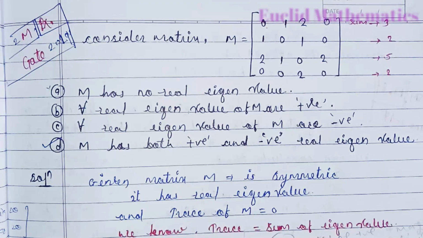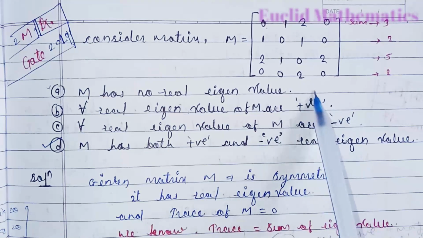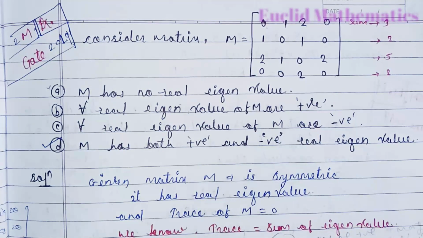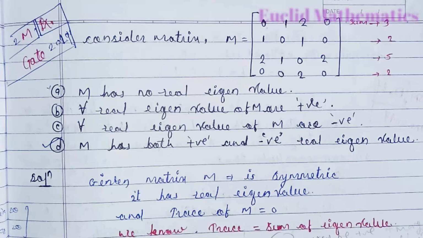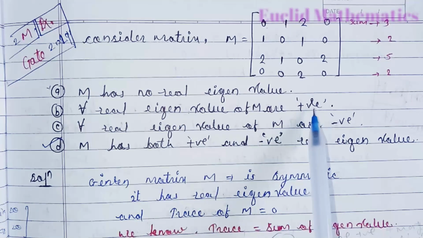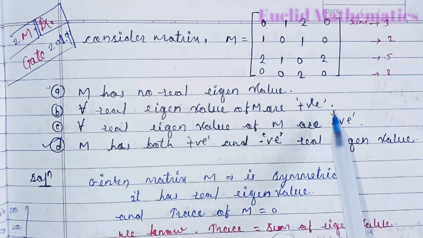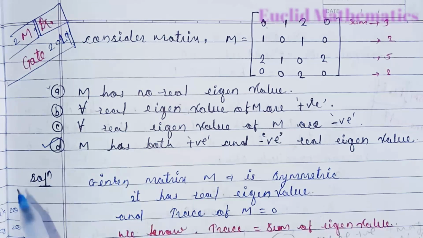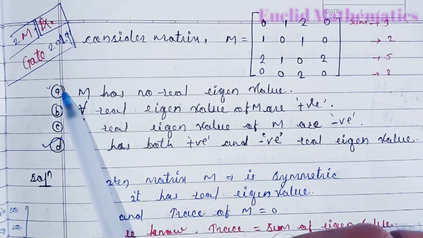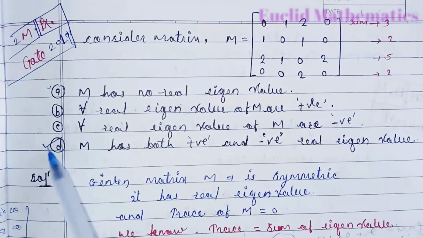We know that the addition of all positive eigenvalues can never be 0, and the addition of all negative eigenvalues can never be 0. So we cannot say that the eigenvalues are all positive or all negative. If the sum of eigenvalues is 0, all positive eigenvalues never give 0, and all negative eigenvalues are also never 0. That means options B and C are eliminated. So A, B, C are wrong, and that means option D is right.